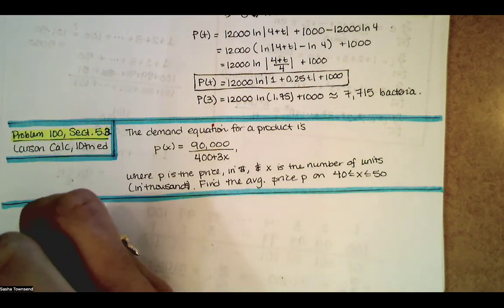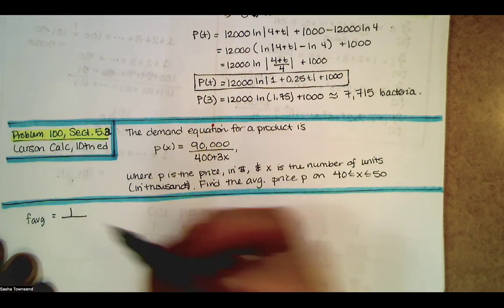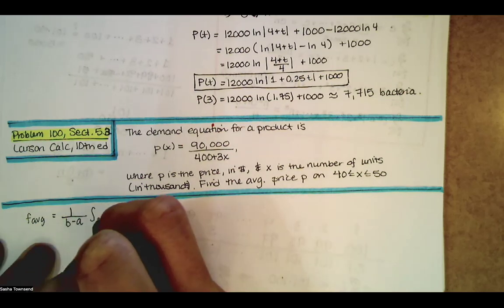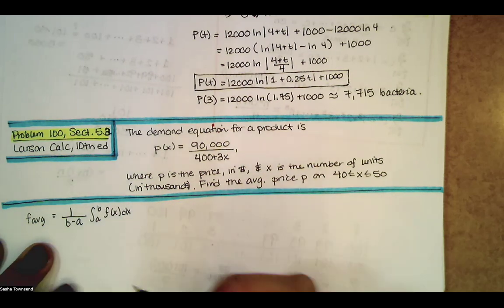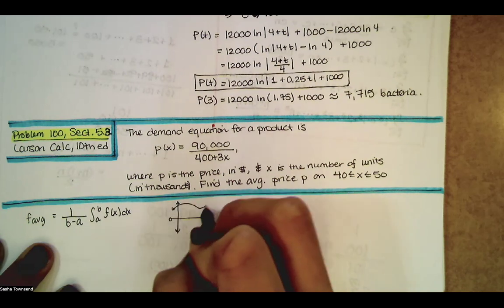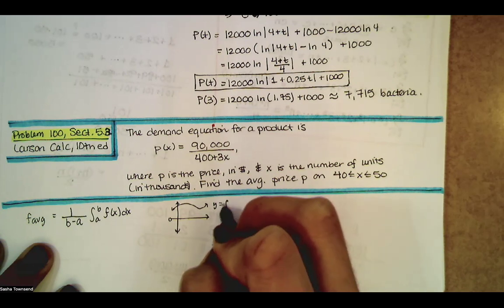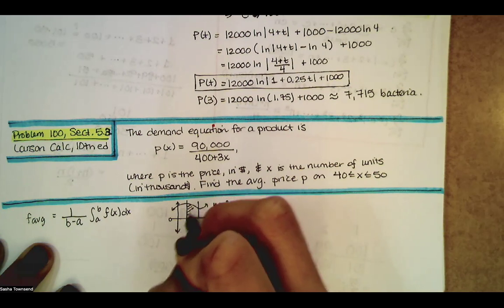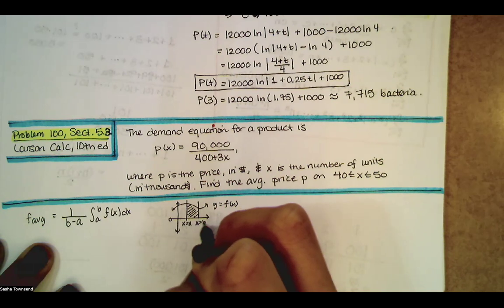The formula for the average value of a function is relatively simple. The average value on the interval from a to b is 1 divided by b minus a times the integral from a to b of f of x dx. So geometrically, if we're looking at the integral from a to b of f of x dx, we're talking about the area between that function and the x-axis, starting at x equals a and x equals b.